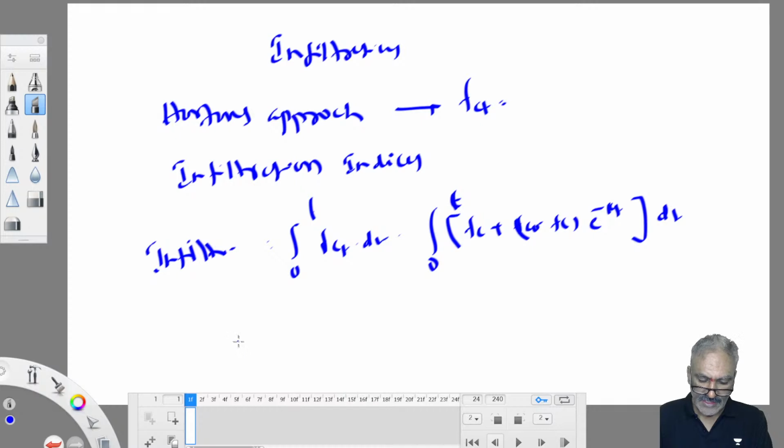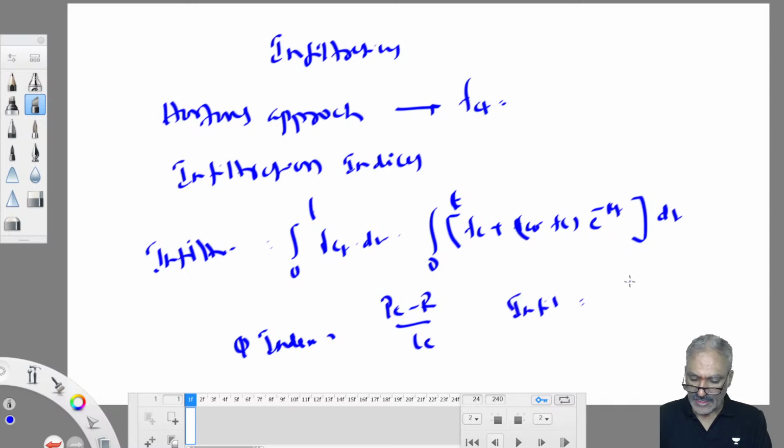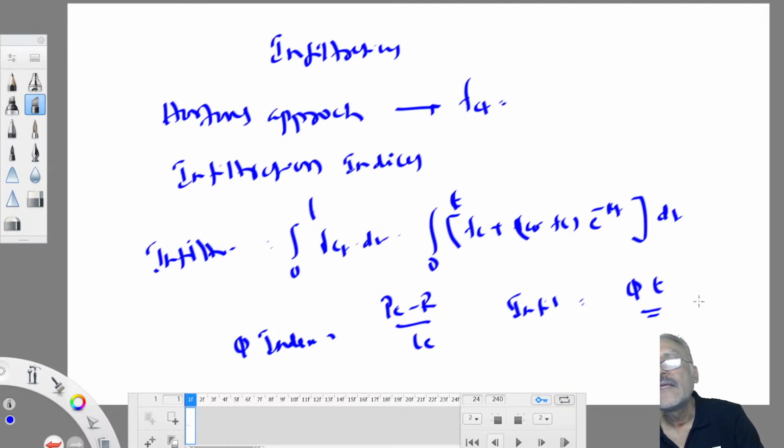Similarly, infiltration indices, by using phi index you can find out runoff infiltration. So phi index is equal to (P minus R) by T. Infiltration is equal to phi index into T. This will give infiltration. Phi index represents average rate of infiltration. Average rate of infiltration means infiltration in a given time. Infiltration in a given time into time will give infiltration. Time gets cancelled, left with infiltration. So this is how we can work out. Anyway, that's what we discussed.